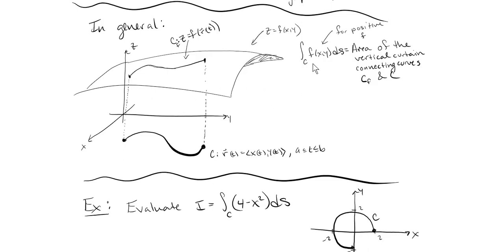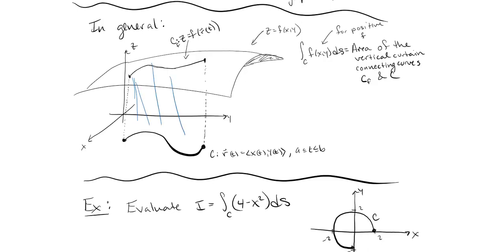So in a case like that, this line integral over C of f, again assuming f is positive, this surface doesn't dip down below the xy plane, meaning this curve CF will stay above the xy plane, then this line integral actually gives us the area of a vertical curtain connecting this CF to this C curve down here. Let me see if I can try to shade that curtain in for you.